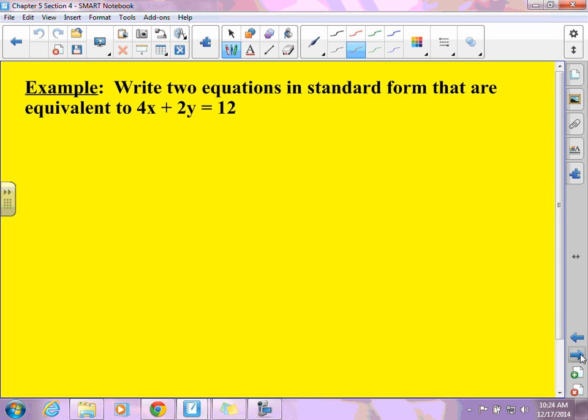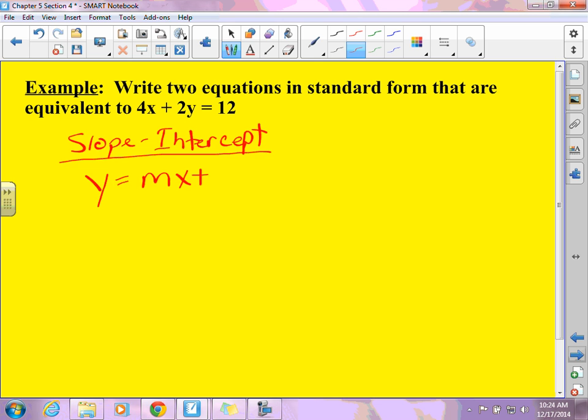First of all, slope-intercept form. Okay, remember that was y equals mx plus b. Remember that? We kind of beat it into you. The m was the slope, the b was the y-intercept. Today we're going to use that, but we're also going to look at something called standard form.